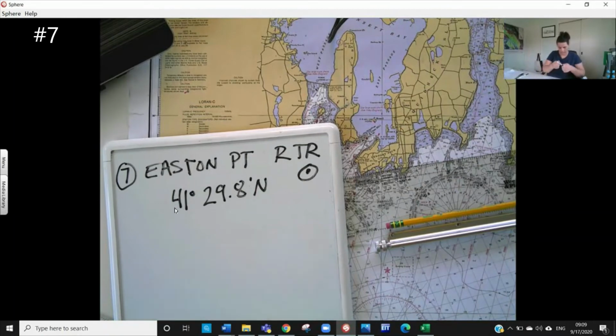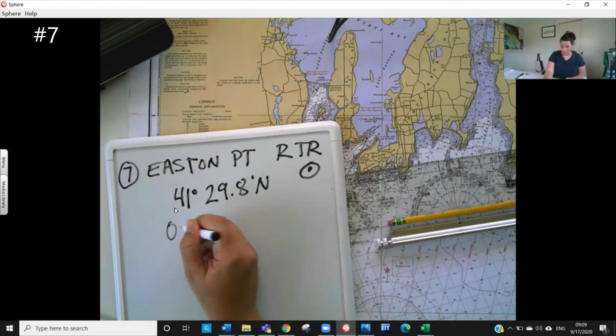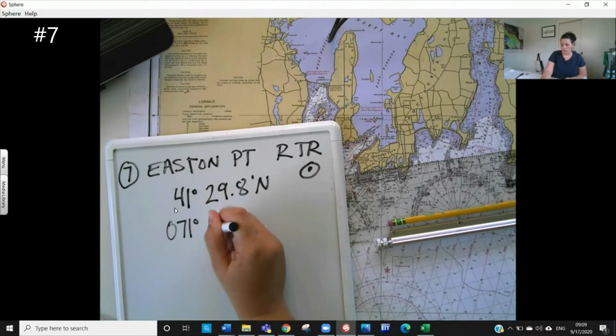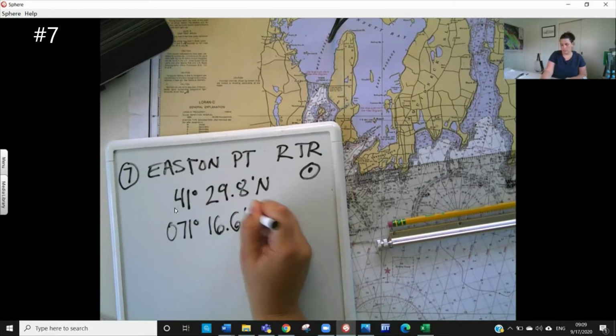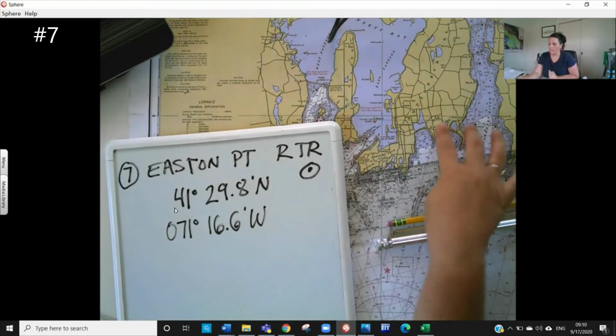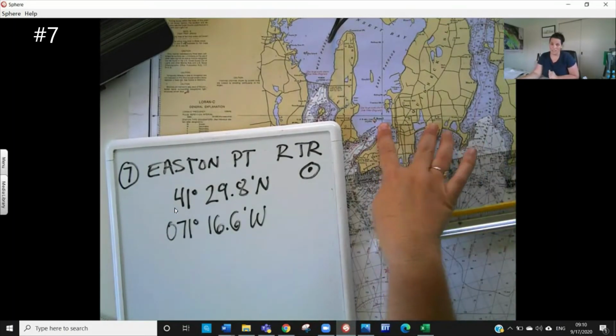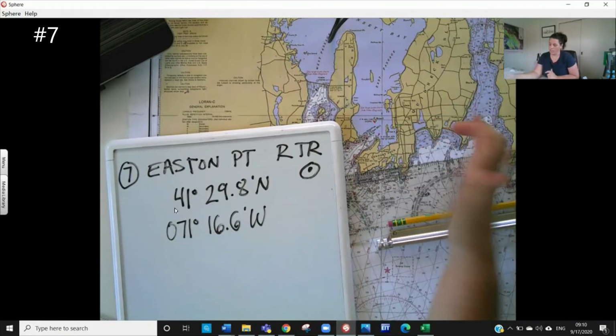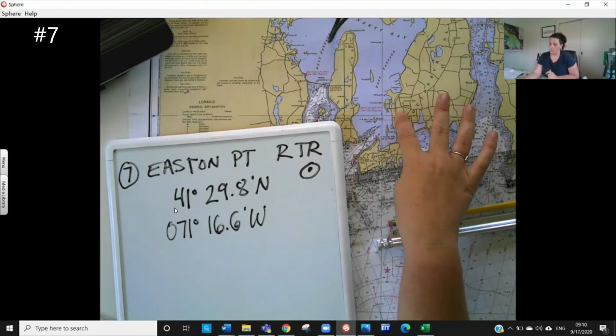So we have, that would be 071, 16.6 minutes west for our tower position. You can see on this one, I did take a little bit of a shortcut. I only drew in my latitude line instead of my longitude and latitude line, just because we are so close to the latitude.